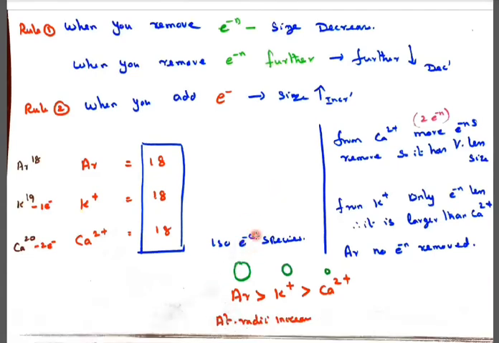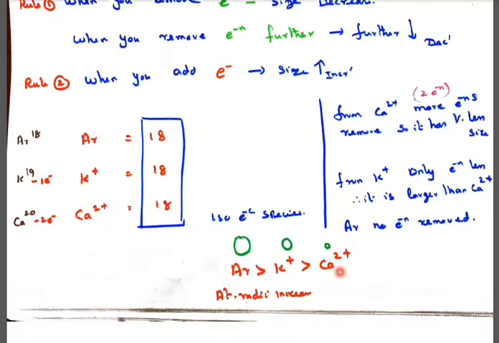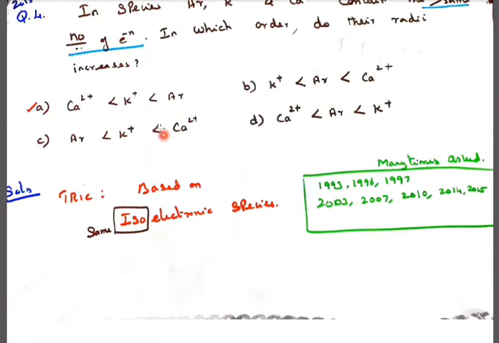So, isoelectronic configuration: same electronic configuration, the same number of electrons. Argon is the greatest in size, potassium is lesser than this, and calcium is very, very small. This is the order. So our option is argon is greater than potassium is greater than Ca2+, this is the correct answer.